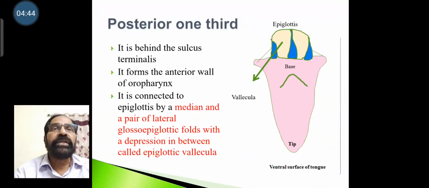Posterior 1/3 of tongue, you can see in the picture. It is the part behind the sulcus terminalis. It forms the anterior wall of oropharynx. It is connected to epiglottis as shown in the picture by median and a pair of lateral glossoepiglottic folds with a depression in between the folds called as epiglottic vallecula. So you can see the vallecula in between the glossoepiglottic folds.